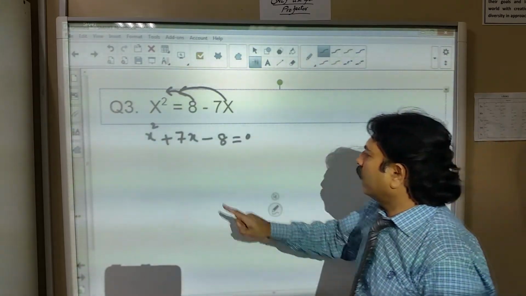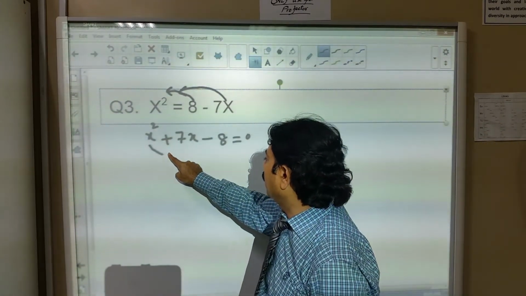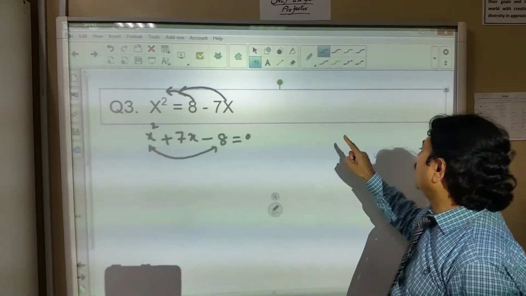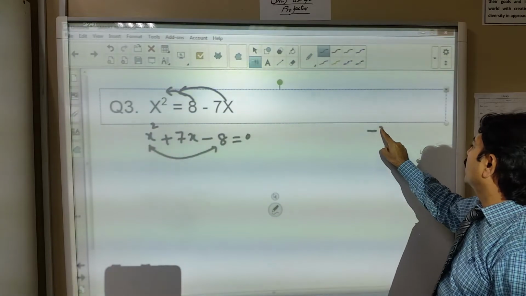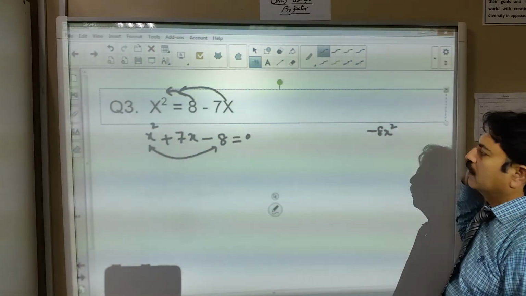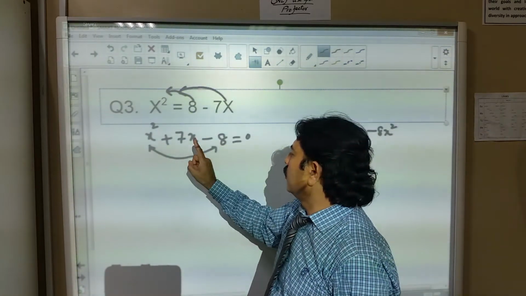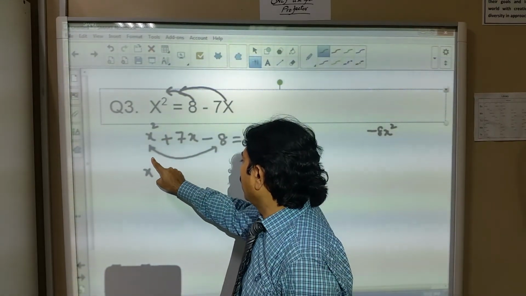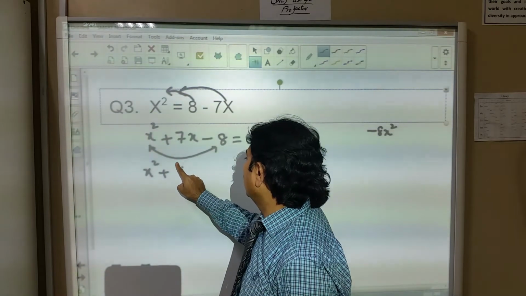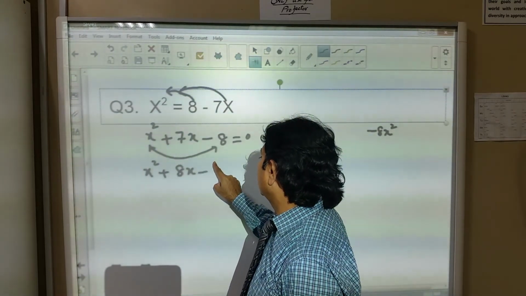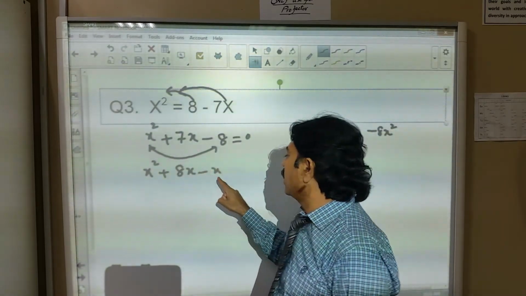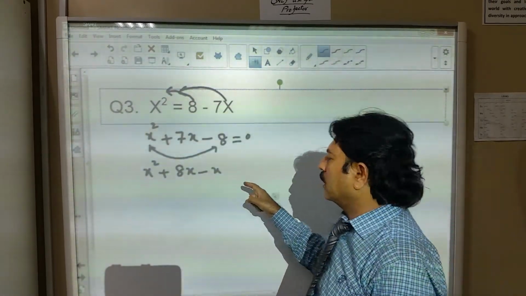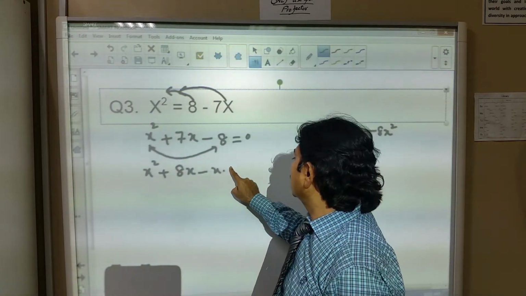Now first you will multiply the first with the last, so this is equal to minus 8x square. You will write here minus 8x square. Now you will factorize in this way: x square plus 8x minus 1x, because 8x minus 1x is 7x, and multiplied gives minus 8x square, minus 8 is equal to 0.